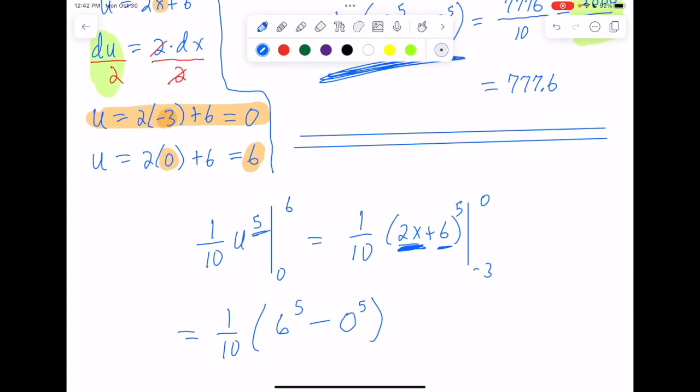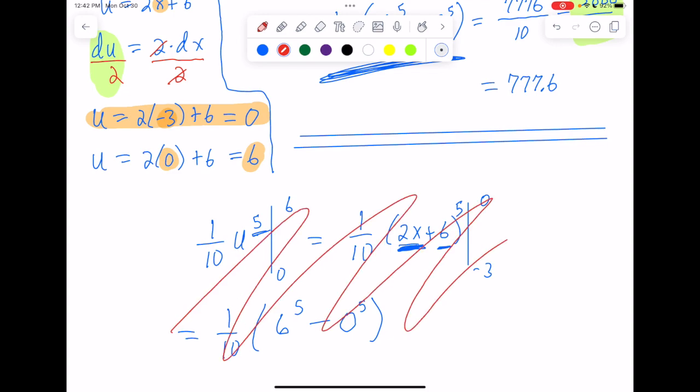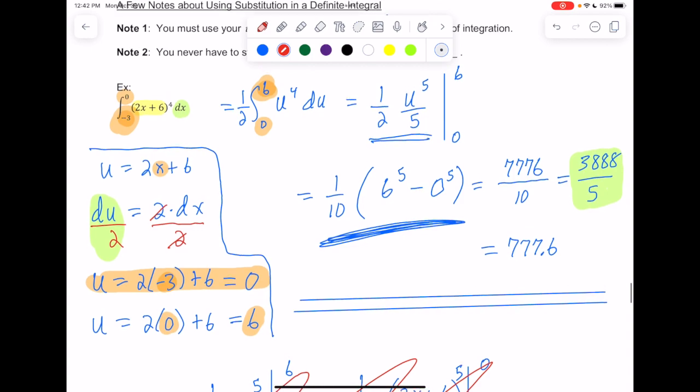So could you back substitute and put in the x? Yes, but it's extra work that doesn't change the answer. So I would recommend that you not do that. It's kind of a waste of time. Just go back, and after you have substituted, after you found the antiderivative, because you've changed your limits of integration, you just change those new variables.